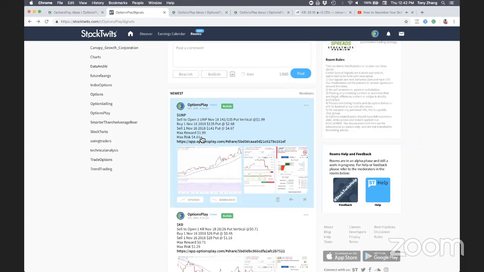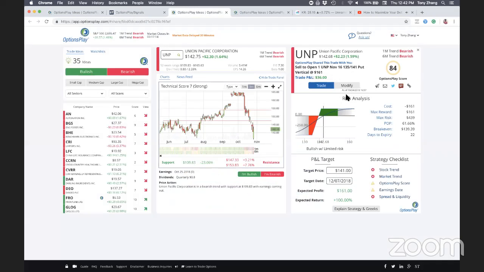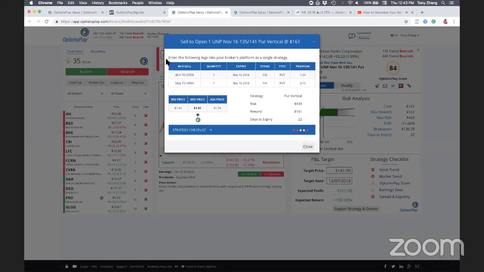We find the technical buy signal. We find the credit spread that we tell you to sell. We give you all the metrics so that you can decide whether this is suitable for you. You can do your own research on the underlying stock, see if you agree with us. And then more importantly, we give you a link so that you can immediately look at the P&L or the risk reward ratio within Options Play, see if it's a trade that you want to place. And if it is, you can go ahead and click on the trade button to get the details on how to enter this trade into your broker's platform.